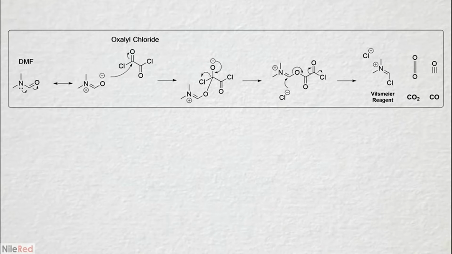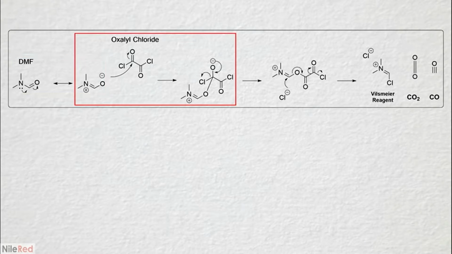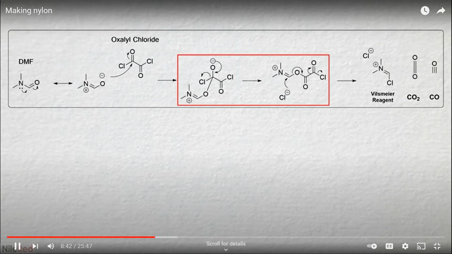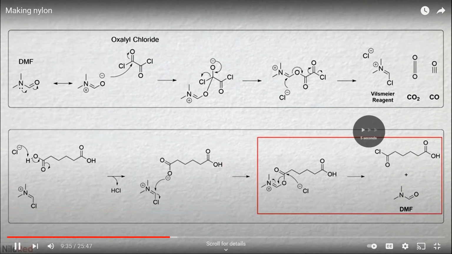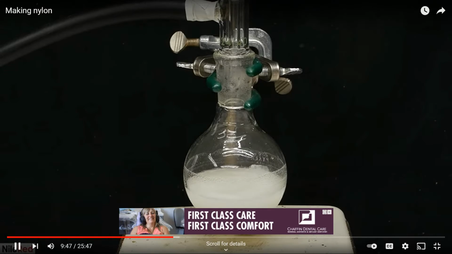I'm now just going to quickly go over the mechanism. In the first step, the electrons on the nitrogen of DMF move to form a double bond. The other double bond opens up, and the electrons go to the oxygen. The free electrons of the oxygen then attack the carbonyl of oxalyl chloride and open up the double bond.